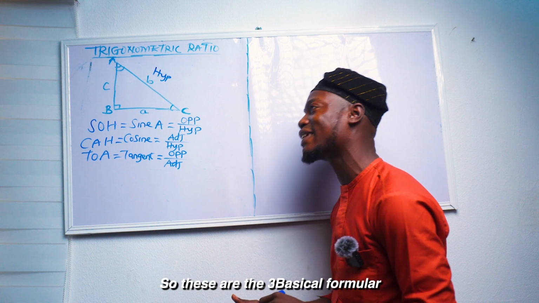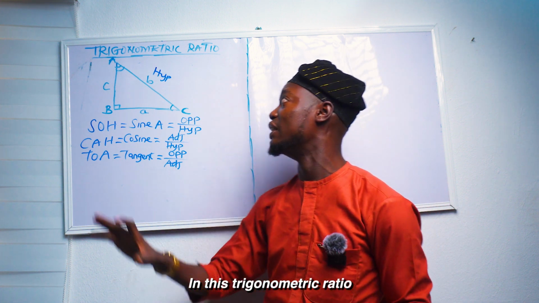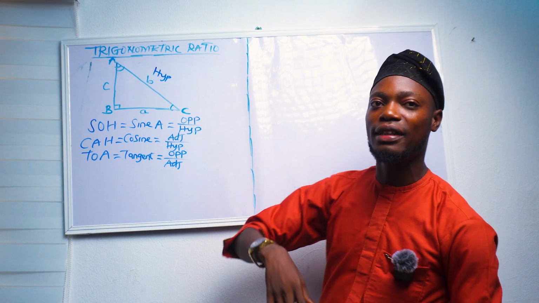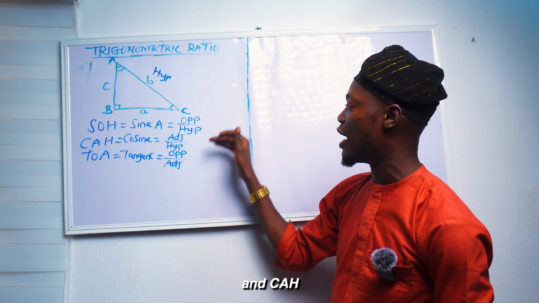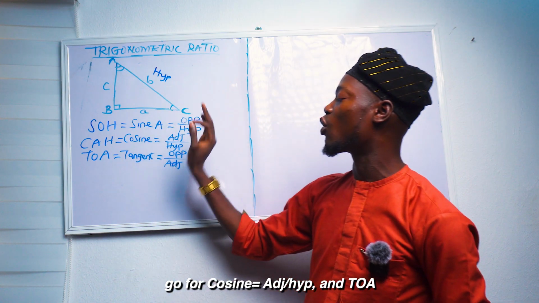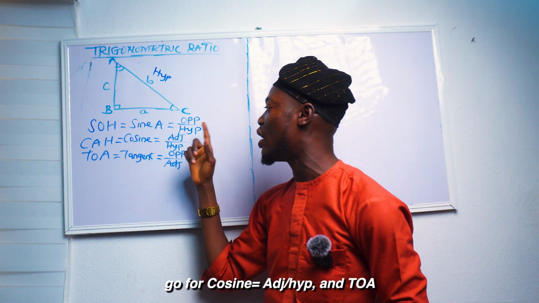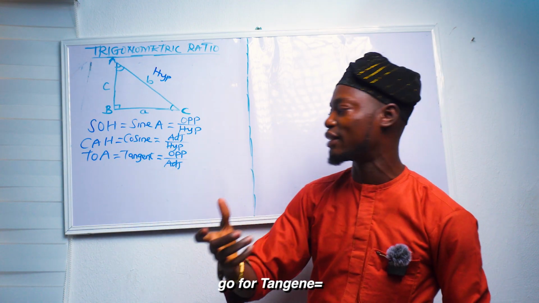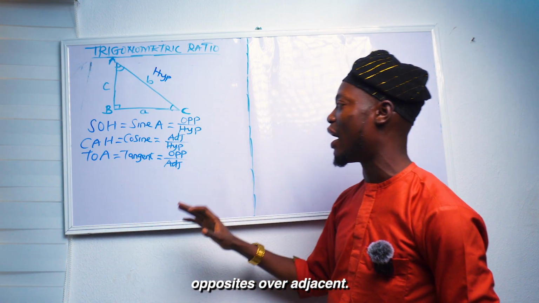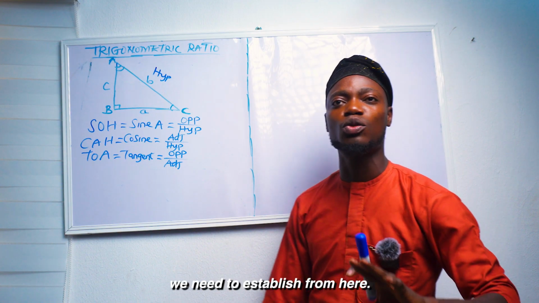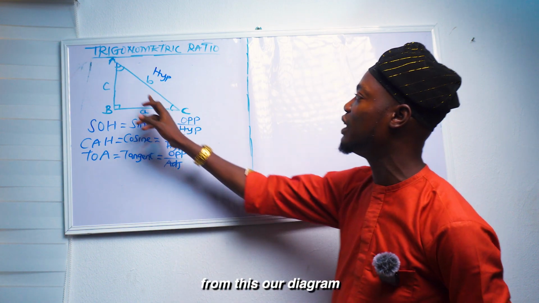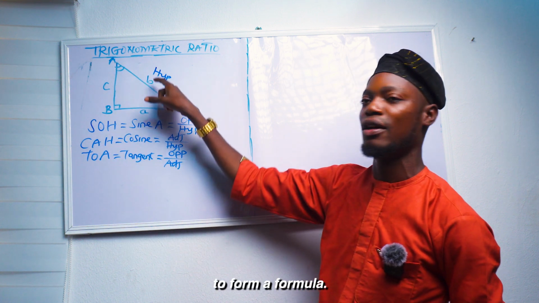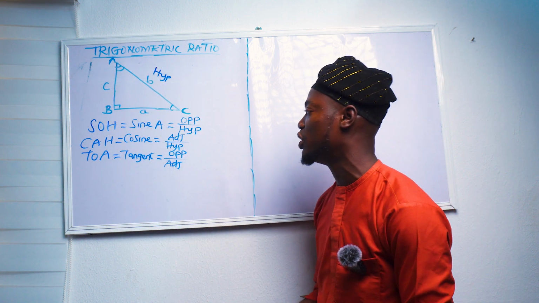So these are the three basic formulas that we are going to be using in this trigonometric ratio. The first one is SOH, which is sine A or sine theta is equal to opposite over hypotenuse. And CAH goes for cos or cosine theta is equal to adjacent over hypotenuse. And TOA goes for tangent theta, or tan theta, is equal to opposite over adjacent. Now, from this diagram, we want to use these formulas on this right angle triangle.